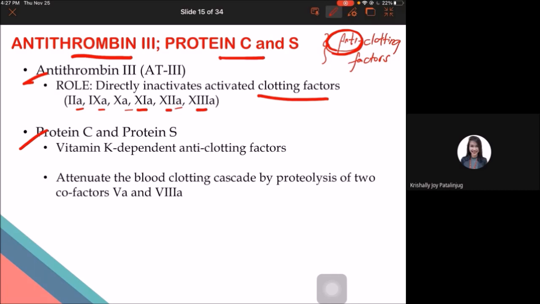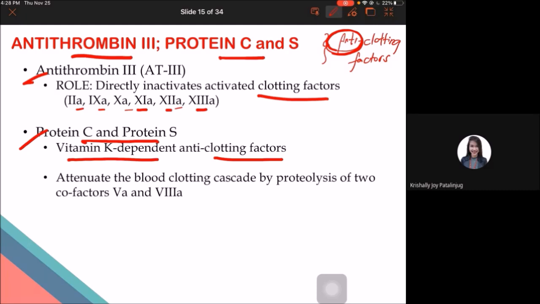Whereas, ang protein C and S, tandaan, they are vitamin K dependent anti-clotting factors. This only tells us na itong clotting factors na to, for them to be synthesized in the liver, kailangan ng vitamin K. Kaya nga, vitamin K dependent. Hindi ito mabubuo yung protein C and protein S kung walang vitamin K. And usually yung clotting factors, they are being formed sa liver, particularly yung mga vitamin K dependent na clotting factors.